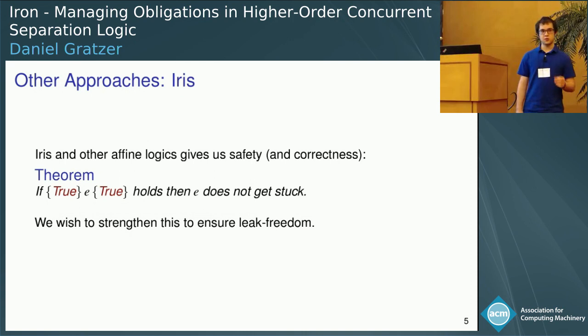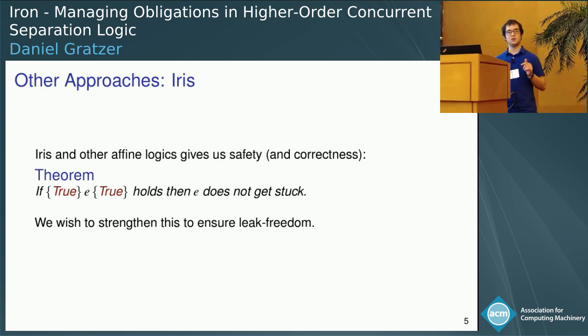So I mentioned earlier that Iris doesn't quite give us what we want. So what goes wrong? Well, the issue is that Iris is affine. In particular, this means that if we have P star Q, we can drop the Q and just prove P. At any point in time, we're entitled to take some resource and drop it on the floor. And this means that we get an adequacy theorem kind of like the one that I have up here, which basically says that if we specify some program as {True} e {True}, then e at least is not going to crash. It's not going to get stuck in some weird way. But I want more than this. I also want to prove leak freedom.